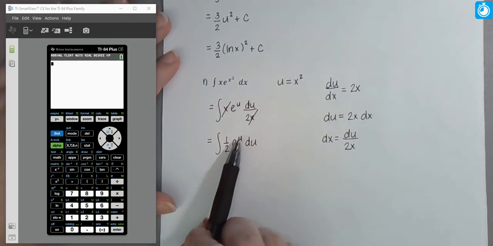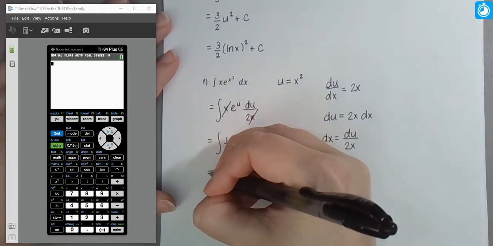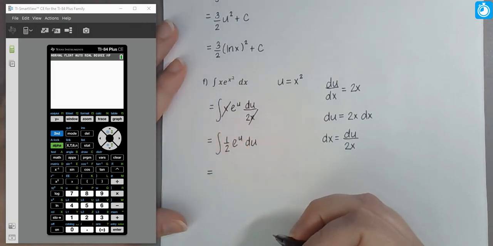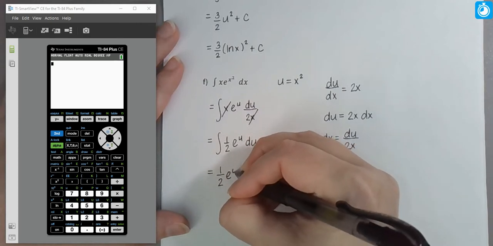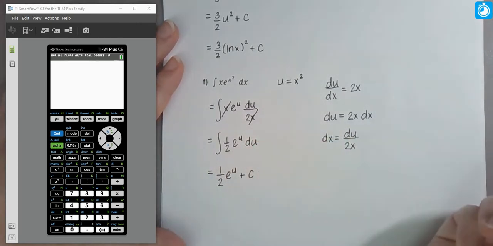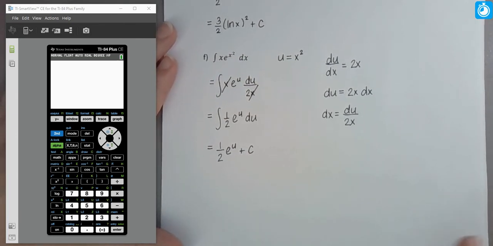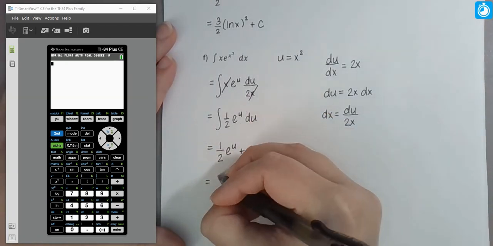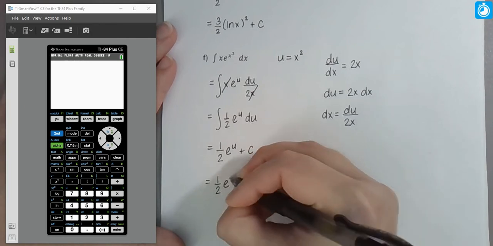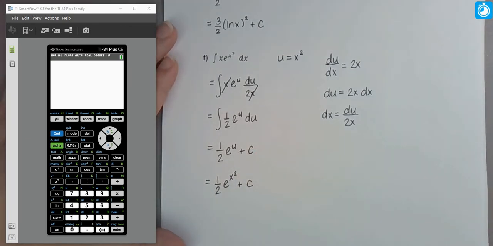Well, we know the antiderivative of e to the u, just as it is its own derivative, it's also its own antiderivative. So the antiderivative of e to the u is just e to the u. And 1/2, that constant coefficient, does not make a difference when it comes to differentiating or anti-differentiating. So our antiderivative is 1/2 times e to the u plus c. And so now we resubstitute, and that's going to give us 1/2 times e to the x squared plus c. And that is going to be our antiderivative.